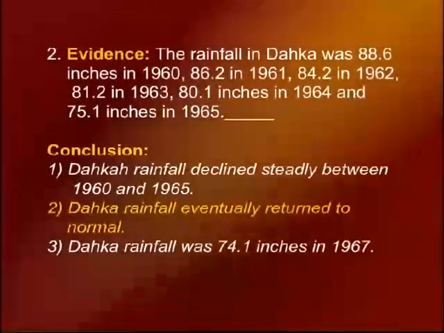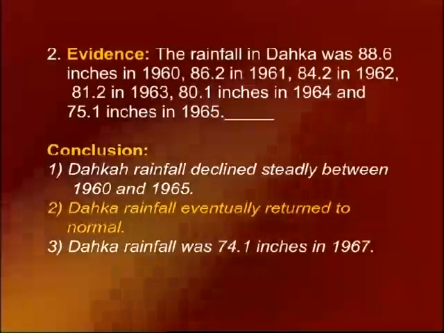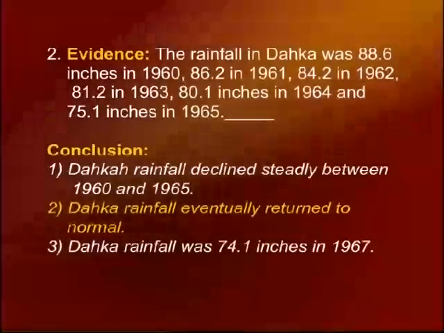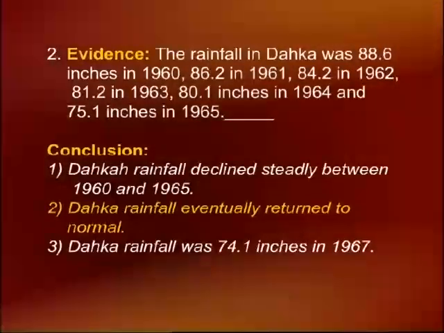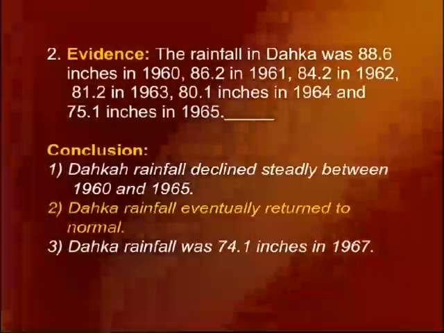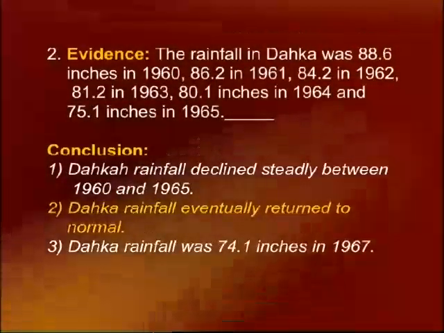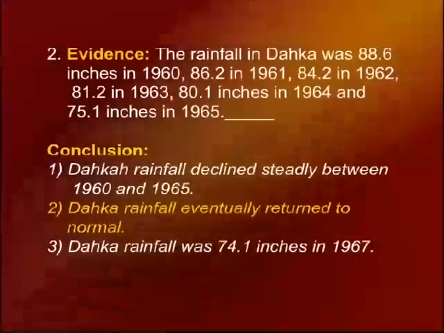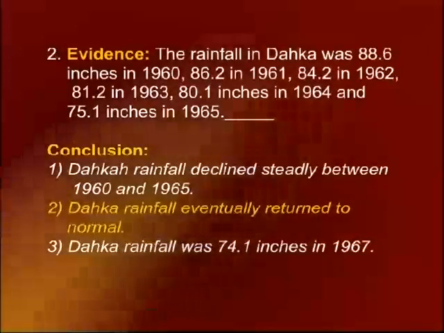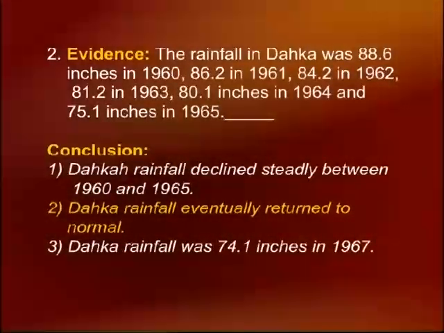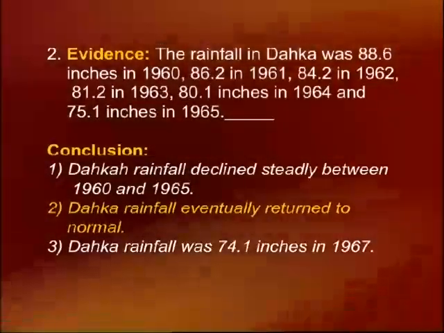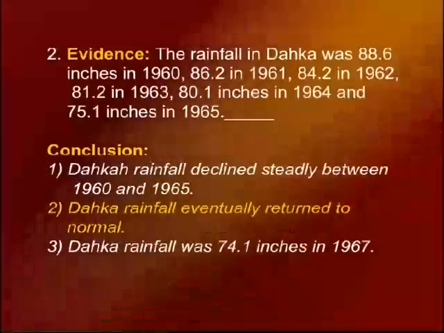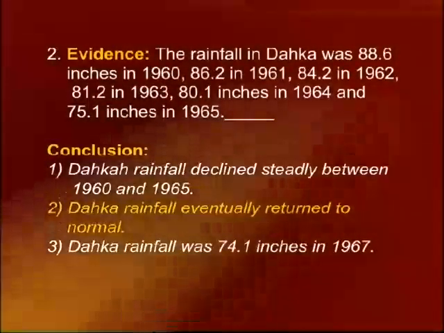Another passage? Here, evidence is given you, and you have to choose the most appropriate conclusion. The evidence is, the rainfall in Dhaka was 88.6 inches in 1960, 86.2 inches in 1961, 84.2 in 1962, 81.2 in 1963, 80.1 inches in 1964, and 75.1 inches in 1965. Now, in this, you have evidence of rainfall. You have to choose the most appropriate conclusion.